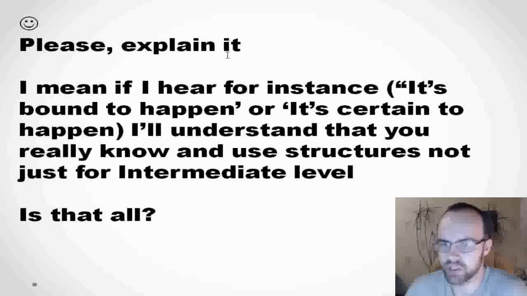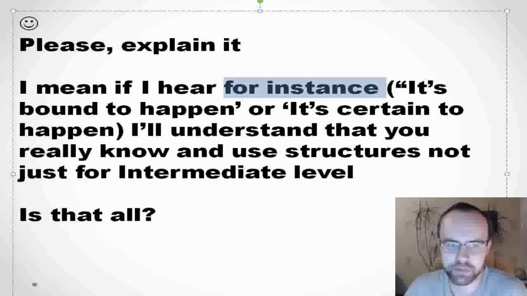Okay, no problem, I can do it one more time. If I hear, for instance, it's bound to happen. For instance means for example. It's bound to happen or it's certain to happen. I'll understand that you really know and you can use these structures, not just for intermediate level, yeah? So your speech should be full of difficult grammar structures, not just tenses. English grammar isn't only about tenses, so you need to use more advanced structures. Is that all? Not really.